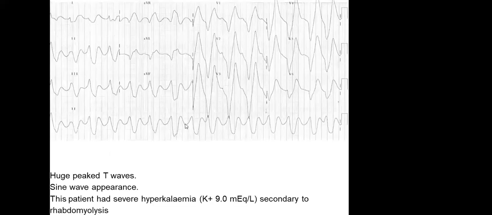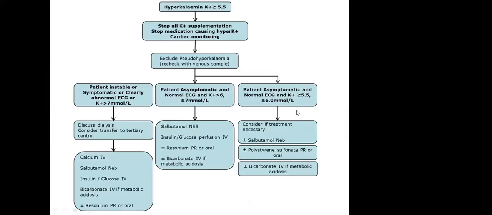In lead 2, again we can comment on a positive deflection of R with another tented T wave, that is hugely peaked T waves. On the chest leads, we can see how huge the T waves are. Typical sine wave appearance. In the first ECG also, it was a typical sine wave appearance. This patient also has hyperkalemia of 9 secondary to rhabdomyolysis.